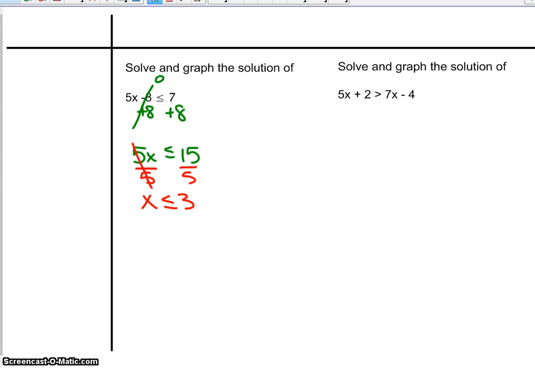Now, one of the lazy things that a lot of people do is they don't bring that sign with them every step. You have to do that. And then we graph. So we put our 3, because of the equal sign, we close our circle, point left, go left.